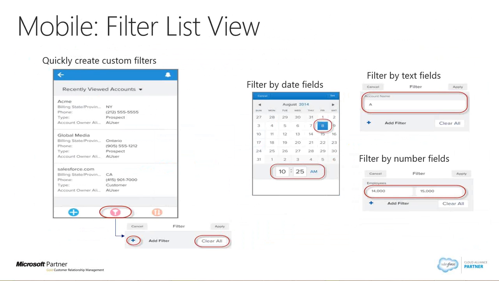Another enhancement is the addition of filter list views. From the mobile device, you're able to click the filter icon and add custom filters based on the list you're looking at. You're able to currently filter by date fields, text fields, and number fields.